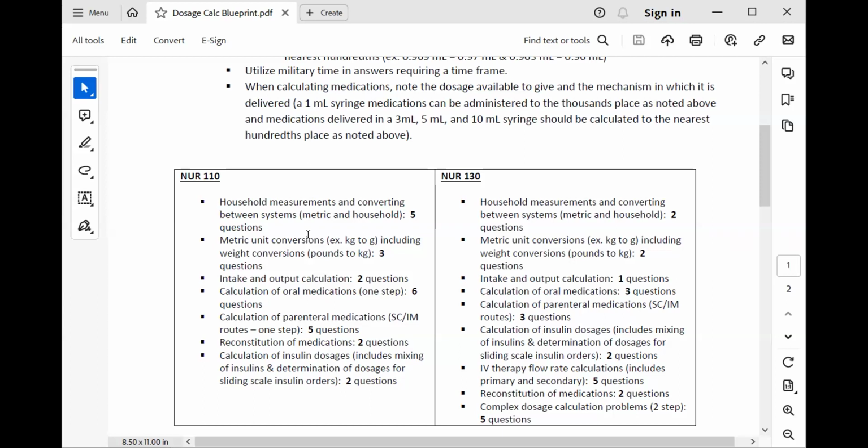The next 3 questions continue with some more unit conversions, something like converting pounds to kilograms. It might be converting kilograms to grams, but I'll have to say there's not too much of that. There's not too much of going from grams to kilograms. It's more about milligrams to grams or micrograms to milligrams, but you'll see examples and we'll cover that.